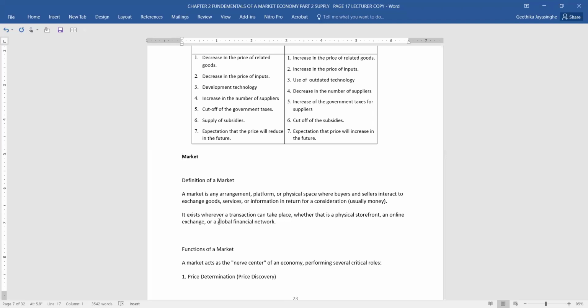Sometimes items come from other countries. For example, from America we can buy goods. From China we can buy goods, from any part of the world. We are not seeing the product, they give the product specification, even electronics we can buy. So therefore, a market is an arrangement, platform, or physical space where buyers and sellers interact to exchange goods and services, or information, in return for a consideration, usually money.